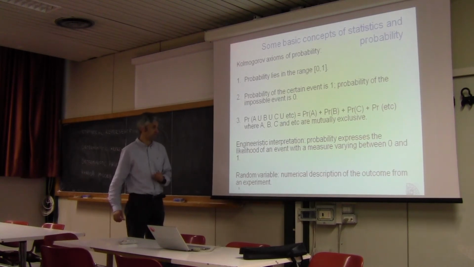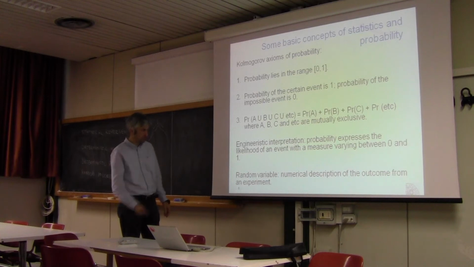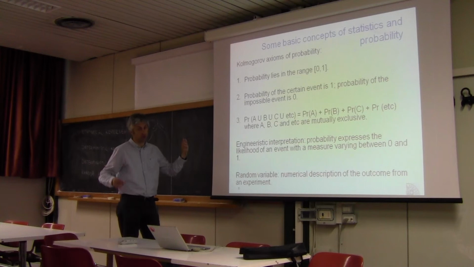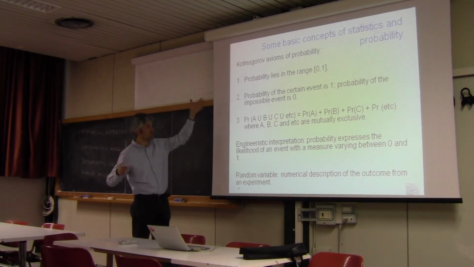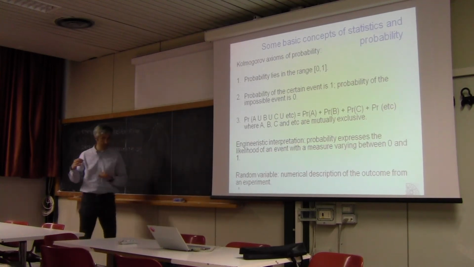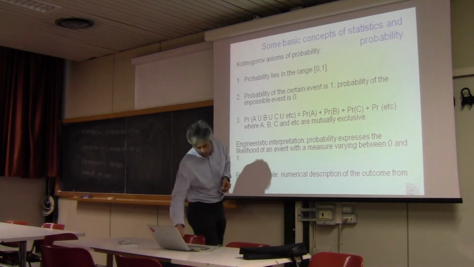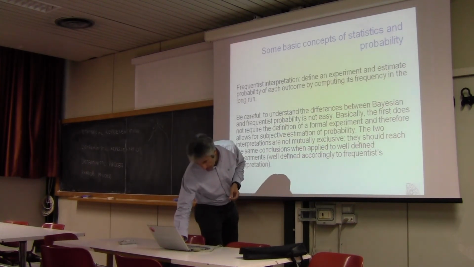Okay. Then here there is a definition of random variable. And then you may have an heuristic interpretation. So for you, it's the likelihood of an event, which varies between 0 and 1. But still, these axioms need to be met. Okay? Then, let me see the next slide before I move forward.